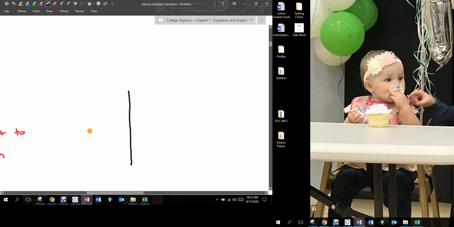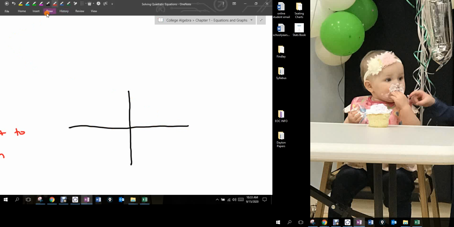No solutions. So think about what's going to happen. Think about what your graph should look like. If we're saying solutions are based on how many times the graph crosses the x-axis, my parabola in this picture better not what? Better not touch the x-axis.